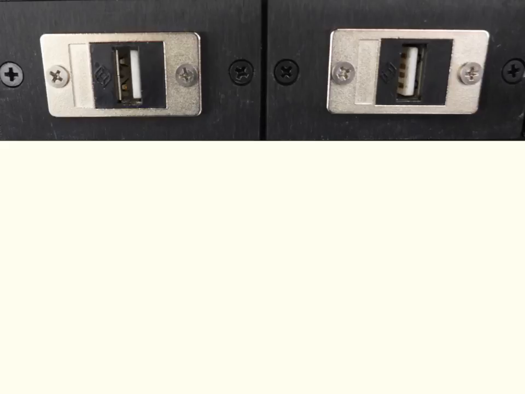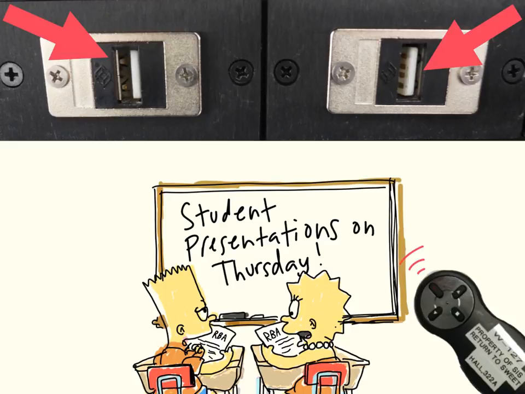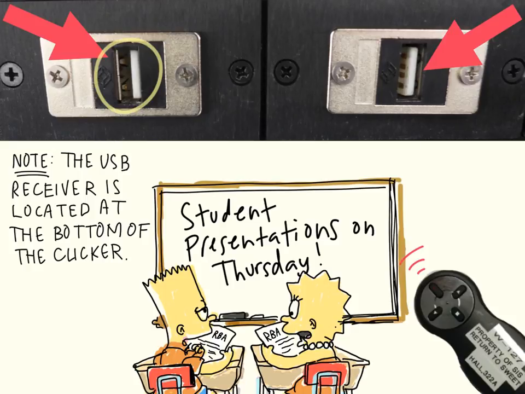There are 2 USB ports located next to the VGA port. Before student presentations, you can allow students to use a wireless clicker. Insert the receiver into one of these USB ports to activate the clicker.